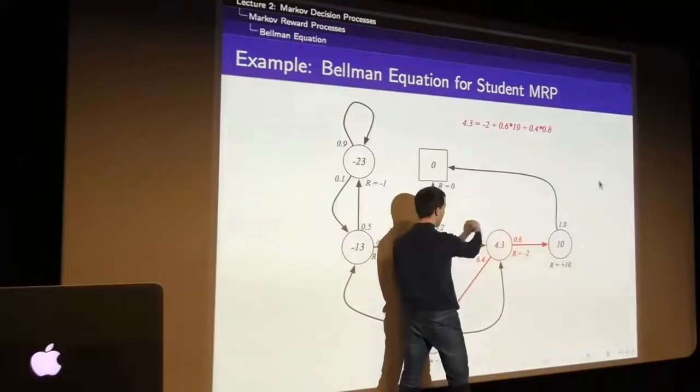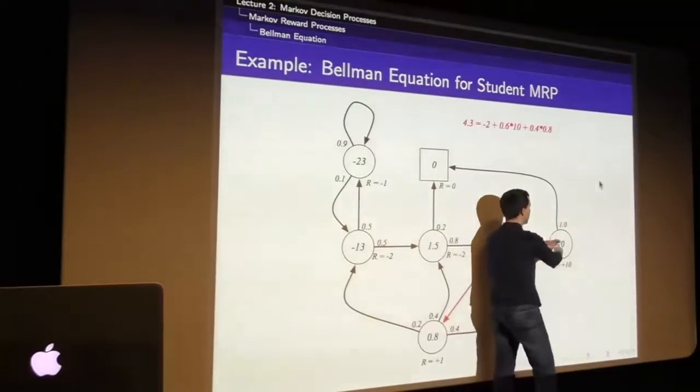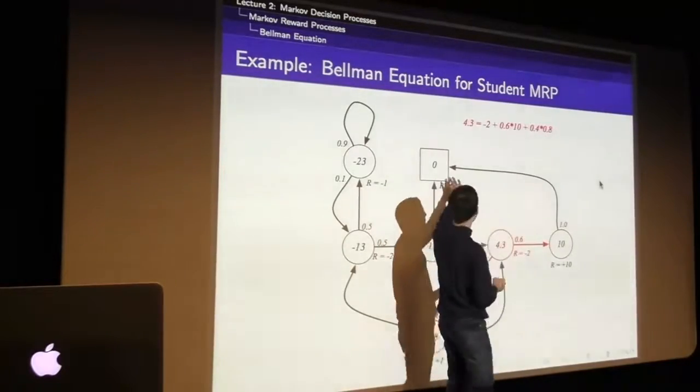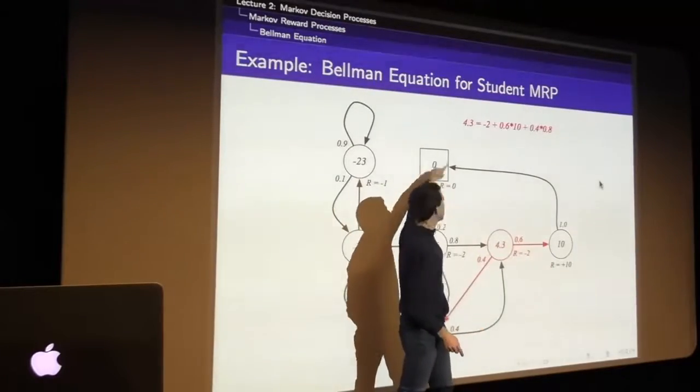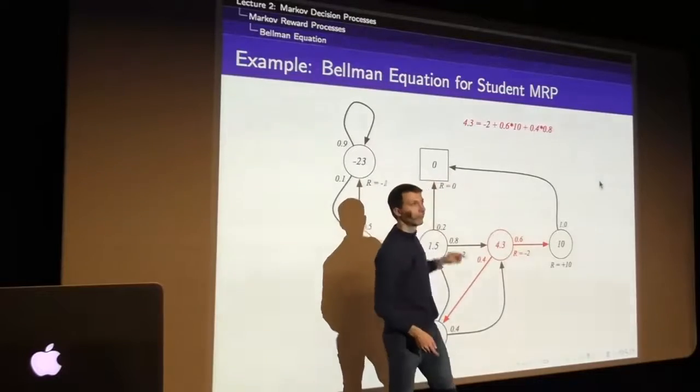You get to here, you exit this state, you get -2. You exit this state, you get -2. You exit this state, you get R equals 0. Okay. Sorry, you get +10. You exit this state repeatedly, you get 0, 0, 0, 0.